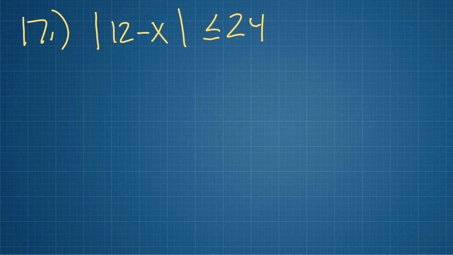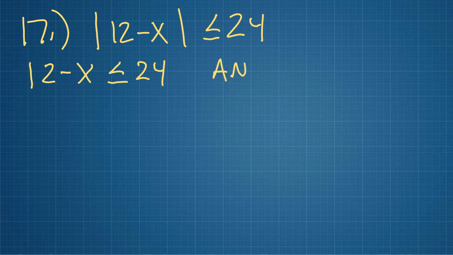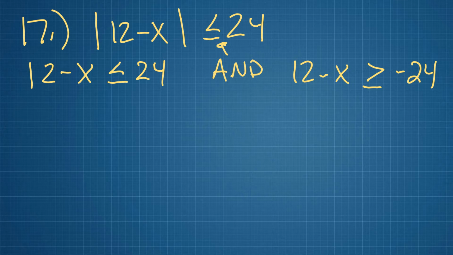All right, 17, exact same concept. 12 minus x is less than or equal to 24. This is an and because it's a less than. All right, now I'm going to write 12 minus x. This time I'm going to write greater than or equal to negative 24. Because remember, the rule says that we have to flip that inequality. When I change the sign, I change the inequality.